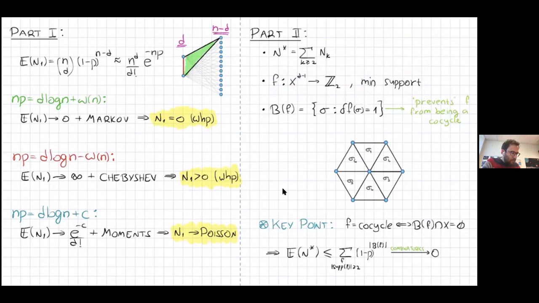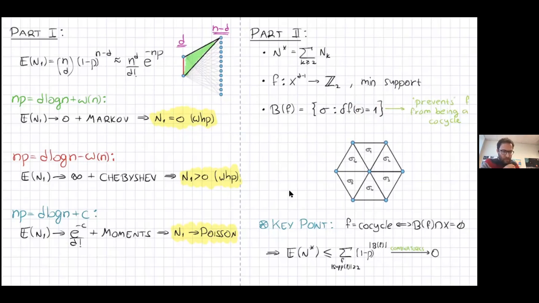And the main idea of the proof is to look at the following thing. For every f, we define B of f to be all the simplexes in dimension d, such that delta, the co-boundary, of f on sigma is 1. Okay. Let's see an example, and I think that will help understanding.